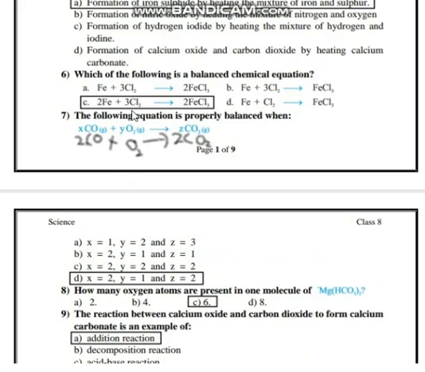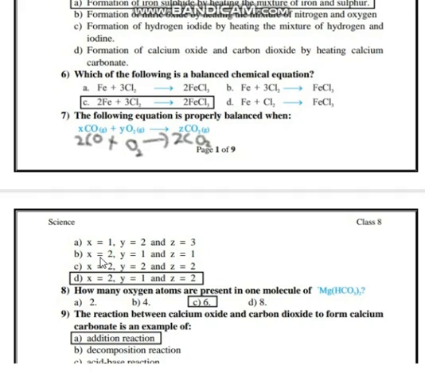Next MCQ 7: the following equation is properly balanced when... This is a very common reaction in which carbon monoxide reacts with oxygen and forms carbon dioxide. You have to put values for x, y, and z, and then find which one is the right balanced chemical equation. If we put x equal to 1, then there will be 1 carbon atom, and if we put 3, then 1 carbon atom is used in the reactant and 3 atoms are produced in the product, so it is not a balanced chemical equation.